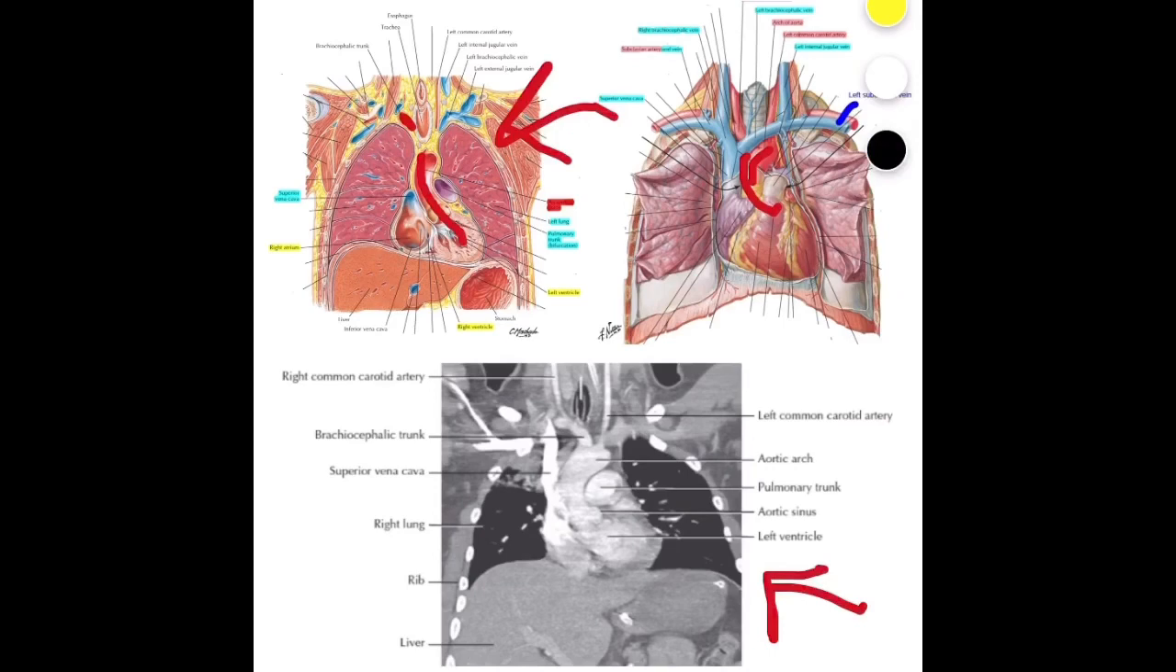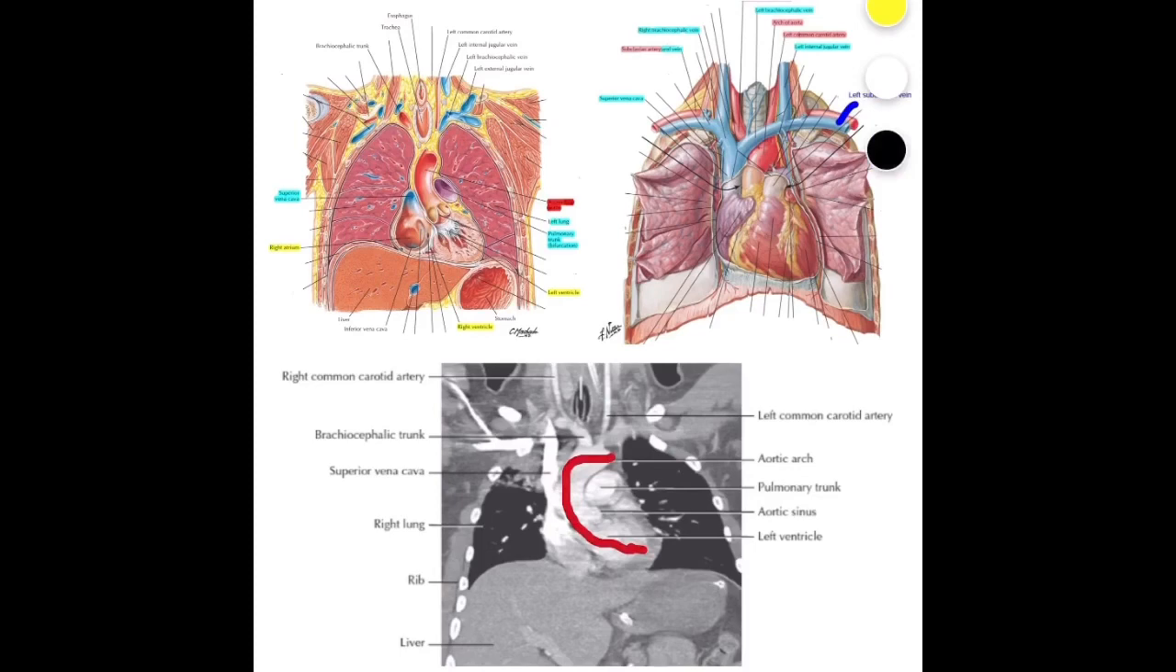So coming down here, we saw the brachiocephalic trunk over here. So what are the branches here on the coronal section? Left ventricle, ascending aorta, arch of aorta. Fine.